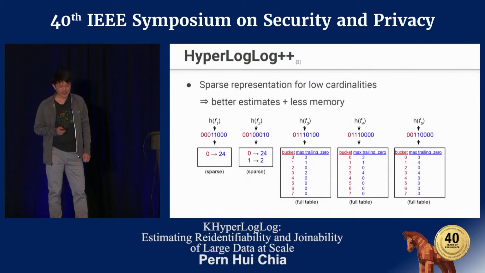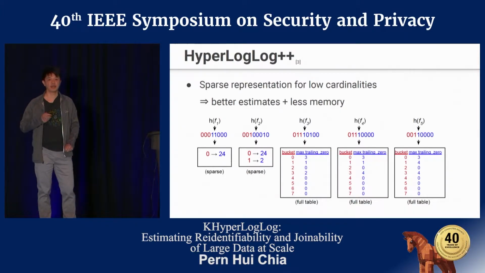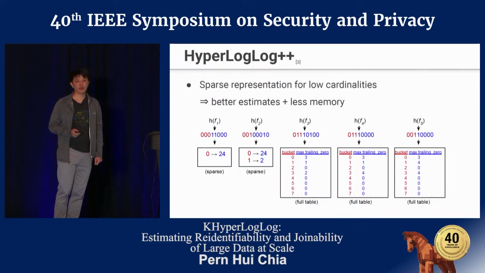We can actually do even better with HyperLogLog++. HyperLogLog++ introduced a sparse representation mode. In this mode, it keeps a simple map of the hash values rather than the M counters. It is more memory efficient to do so when the number of unique values is low, and it actually gives a better estimate as well.